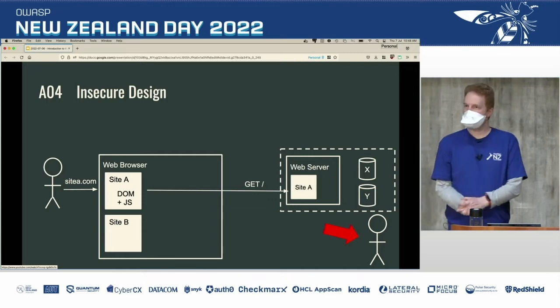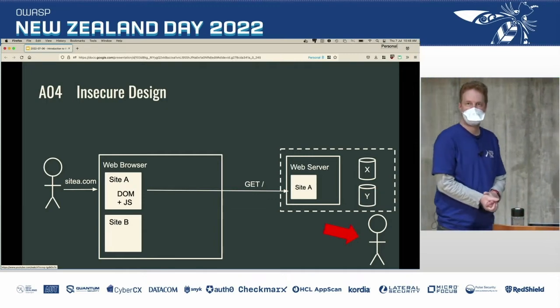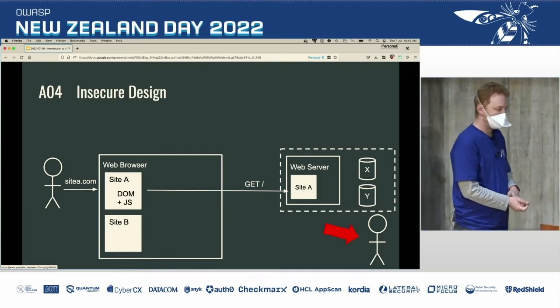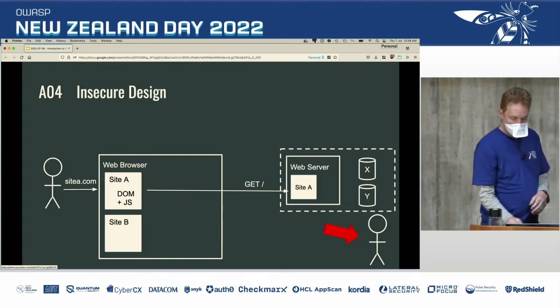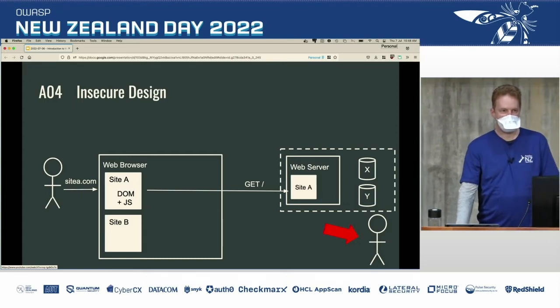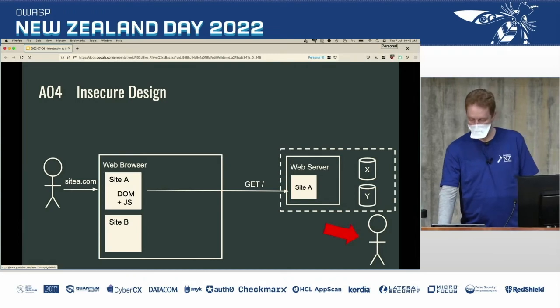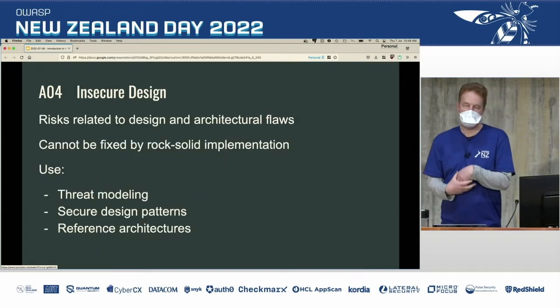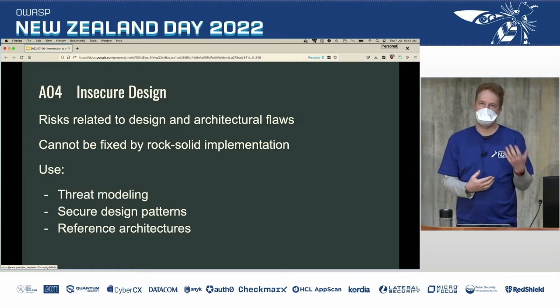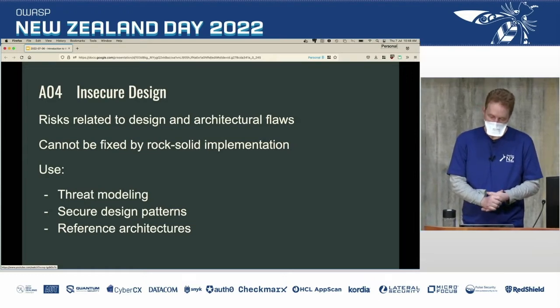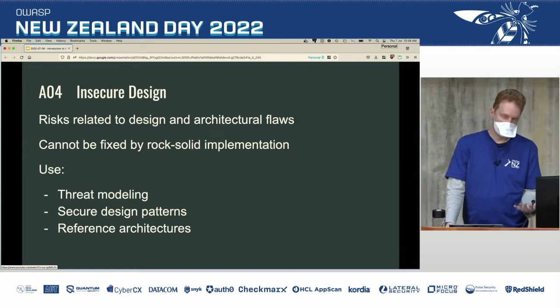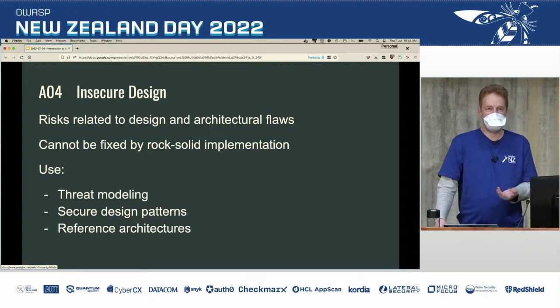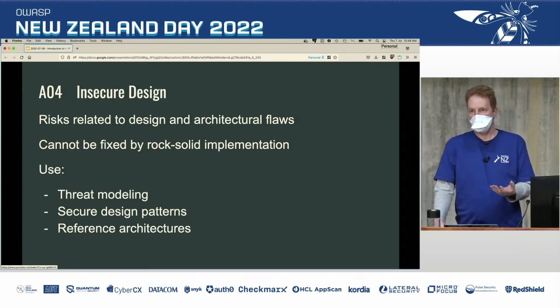So insecure design is not really a technical issue. It's more like a before you started building your application issue. And that's why there's an arrow pointing at a gender-neutral stick figure. Because it's the developer or the architect or the company that built the application that didn't think through the risks of their proposed design. So unfortunately, you can't just fix design flaws with code.